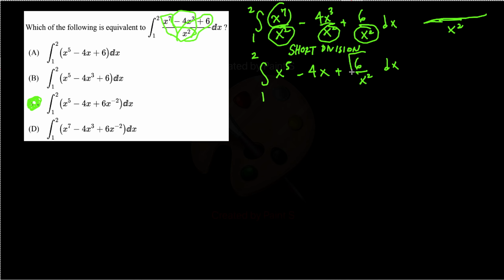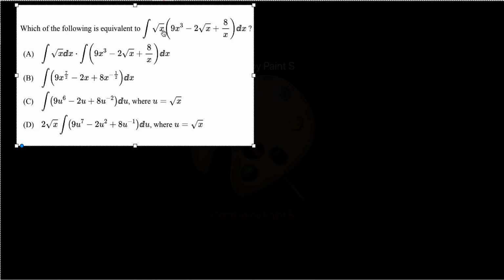Well, how would we integrate this? That would be easy to integrate as well, because that's just x to the negative 2, and then you just use the power rule. Okay, so we'd be okay. We'd be able to find this definite integral. Okay, similar idea, just using the algebra.